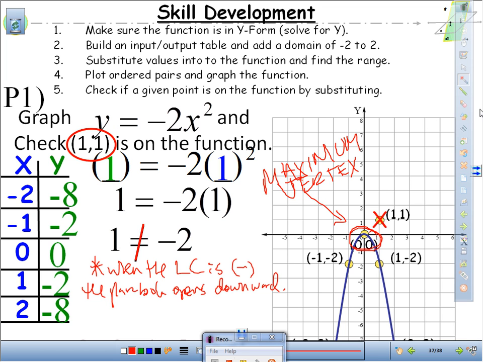Minimum. Okay, here we go. Not sideways right now. Then it wouldn't be a function. I'll let you know, but not right now. Here we go. Let's move on.